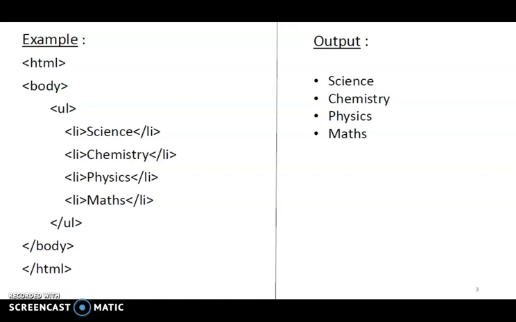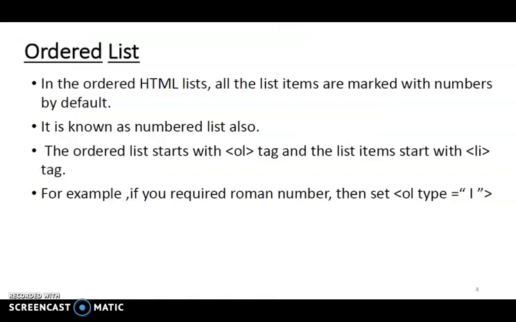So you can see the output of this program. The science, chemistry, physics and maths is displayed with the bullet. Okay. This is the meaning of unordered. Now your second type of list is an ordered list. So if you want to put your items in a number list instead of bullet, then the HTML ordered list will be used. So ordered list is also known as a number list.